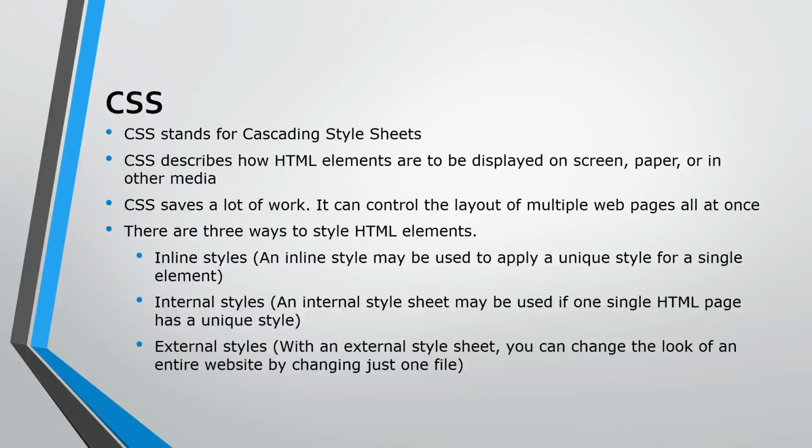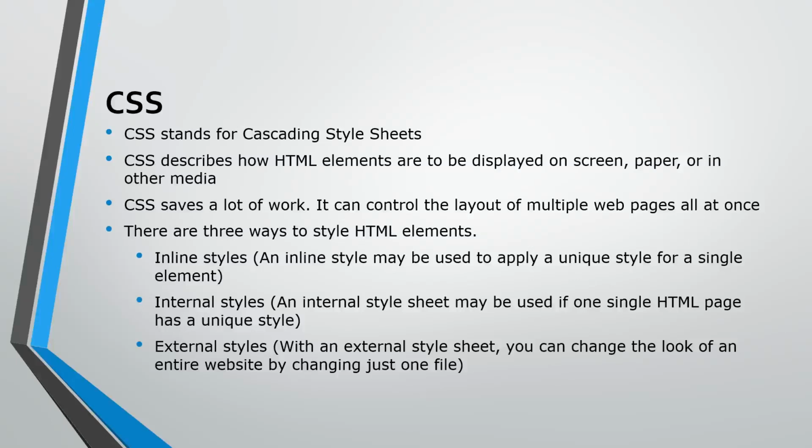There are three ways to style HTML elements. Generally, cascading means whatever we want to display on the screen should be cascaded uniformly across the pages. Once we go through the example, we can see how those cascading effects come into the picture. So basically, there are three ways of using cascading style sheets. Let's see them one by one. First is inline styles. An inline style may be used to apply a unique style for a single element. This particular style is for a single element.